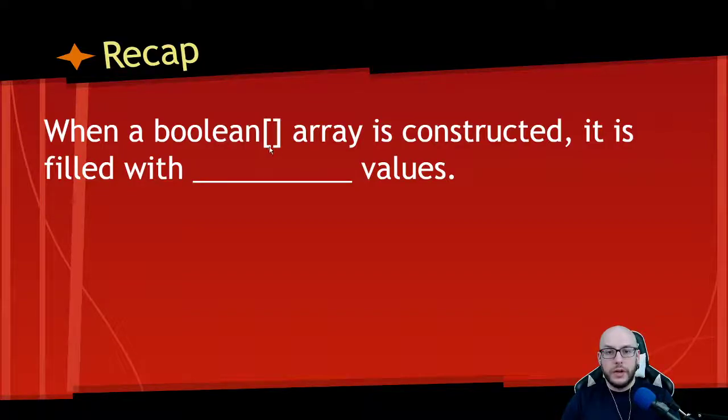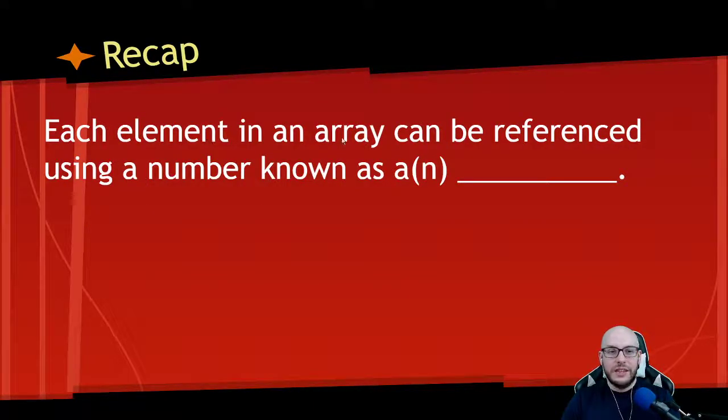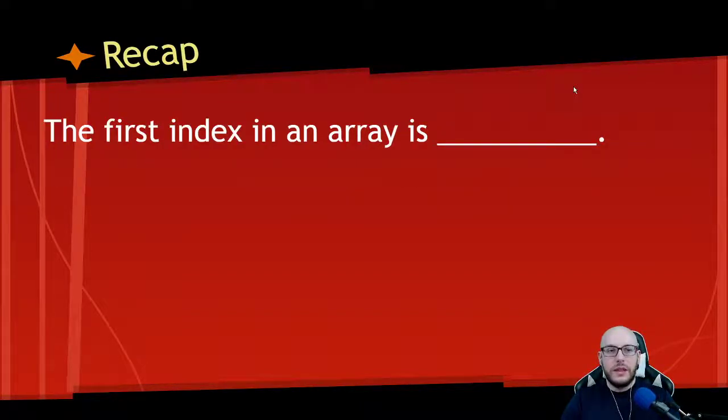When a Boolean array is constructed, it is filled with false values. I would also accept default values here, but false is the default value for Boolean, right? I like to think of this as the 0 of Boolean. This is 0, 1 is true. And that math doesn't technically work out, but that's the way I like to think about it. Each element in an array can be referenced using a number known as an index. The first index in an array is 0.